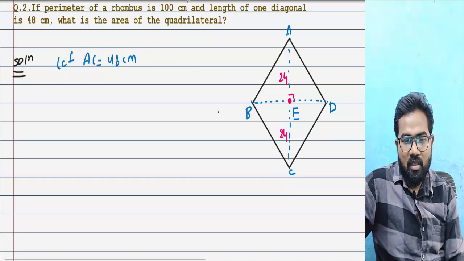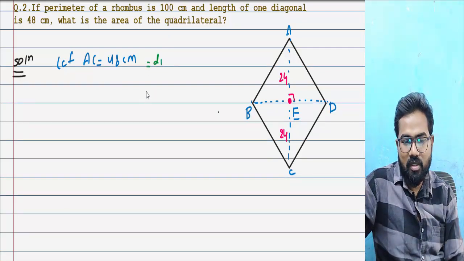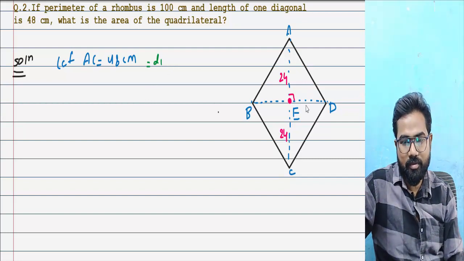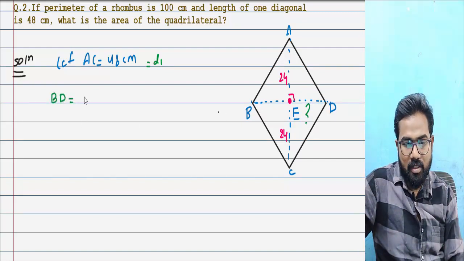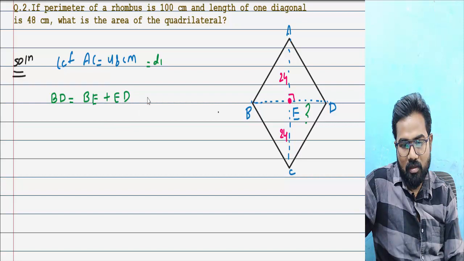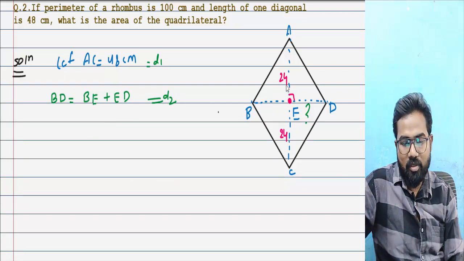Is that clear? Now to find the area of the quadrilateral, we need the lengths of both the diagonals, class. Here this one is the length of the first diagonal, but what about diagonal 2? Once we have the value of this part, we have to make it 2 times, and that will give the full diagonal. That means BD equals BE plus ED. Yes or no? This is our diagonal 2. So for that we need BE or ED. So student, this is 24. But one more thing is given, that is the perimeter.